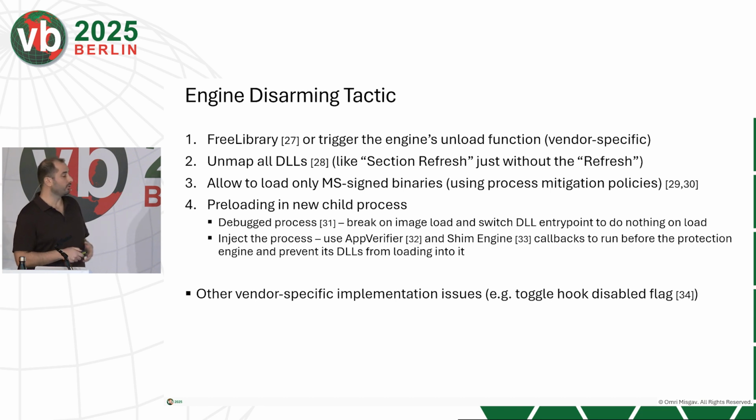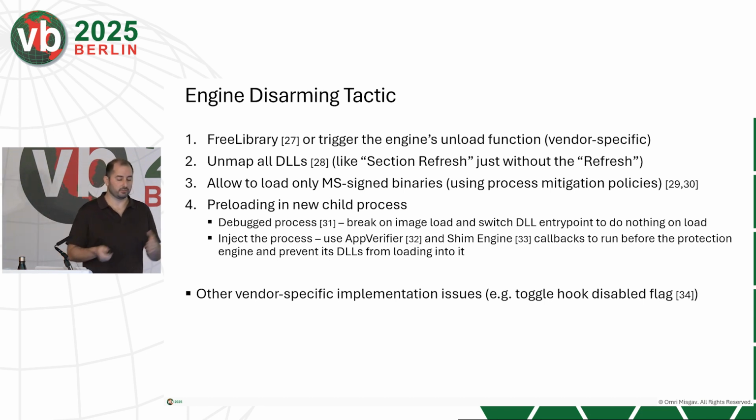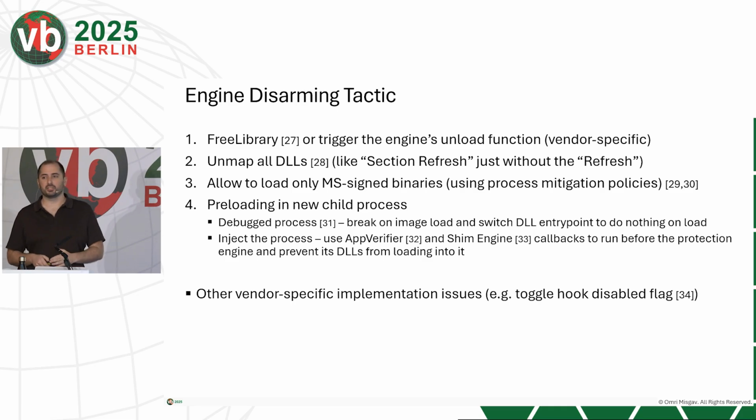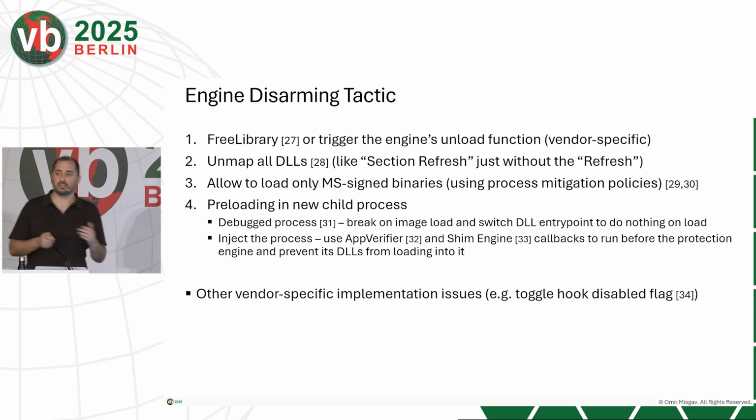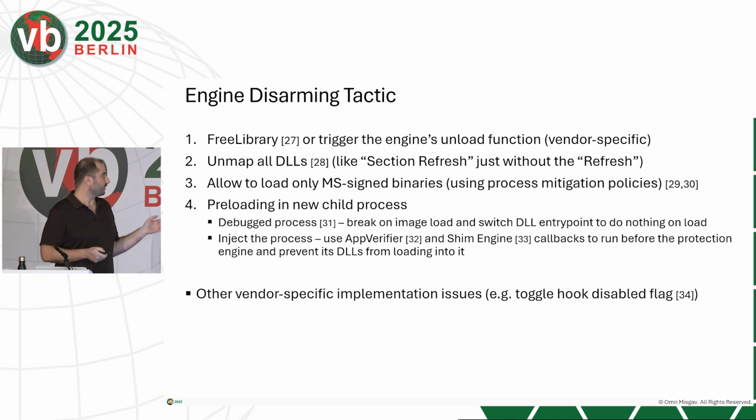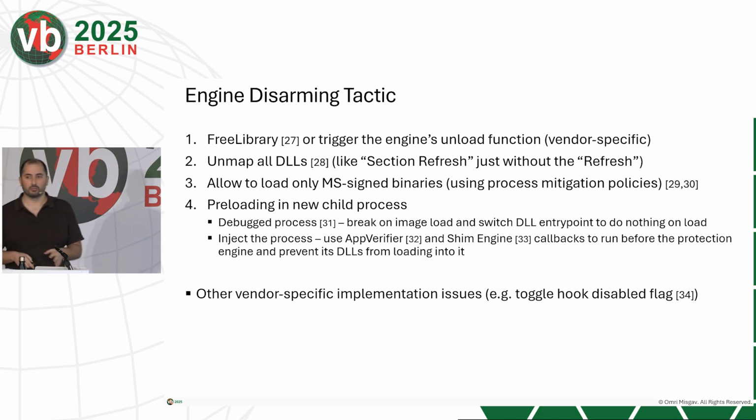Or to preload in a new process, when you run a new process and prevent the protection engine from loading inside of it. It can be done, again, using the debugger APIs or by injecting into the process at an early enough stage and running before the protection engine even loads there. There are also other vendor-specific issues that I won't cover. Just as an example and a reference, toggling the hook enable/disable flag in memory, as some have done.